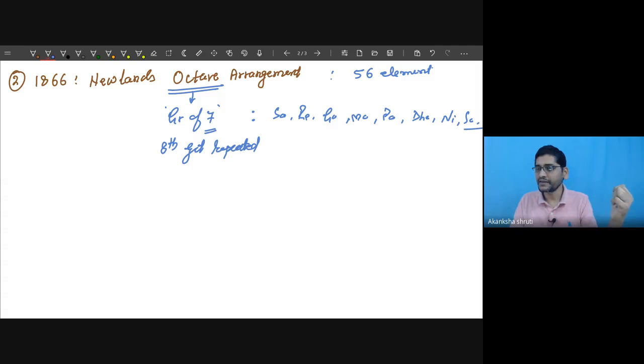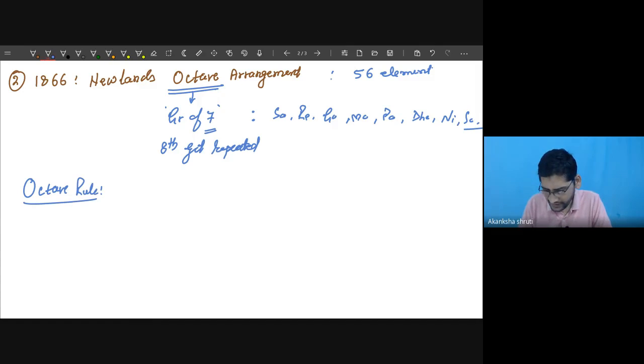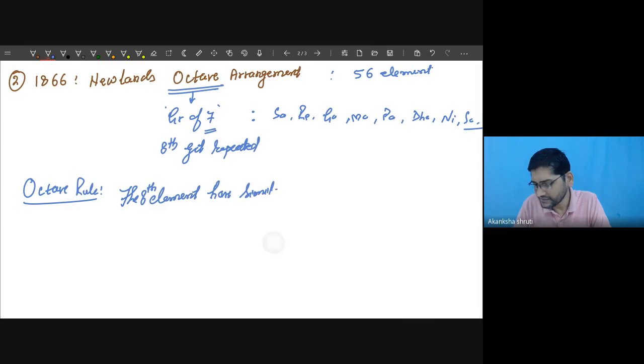In the initial time, it was the chemical reactions based on which the elements were discovered, and they were trying to classify. So here, he had given the Octave rule. According to the Octave rule, the 8th element has the same or similar property if they are arranged in increasing order of their atomic mass.